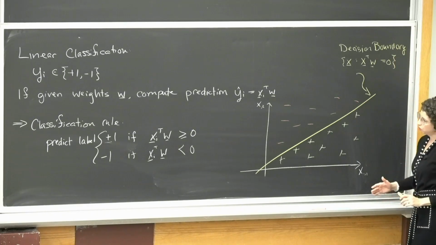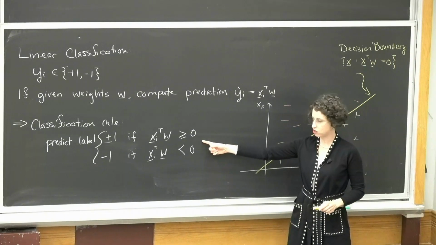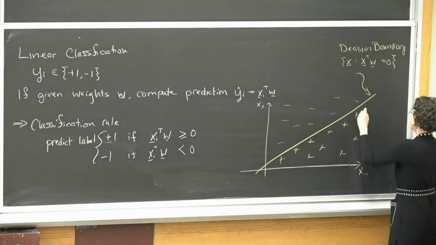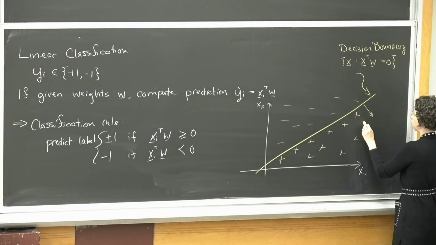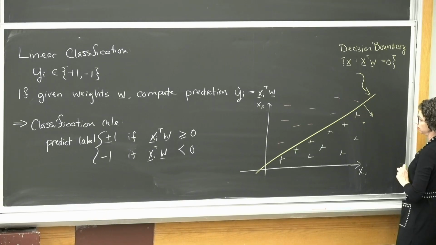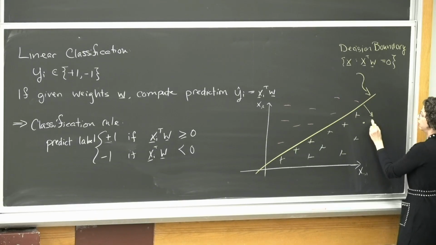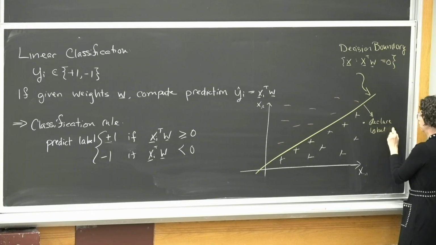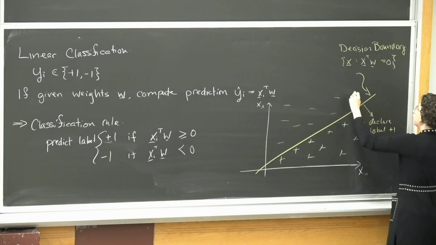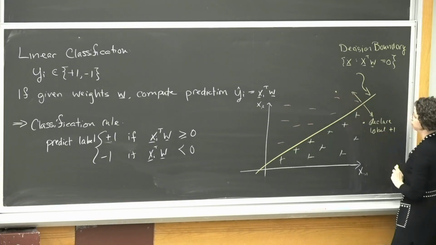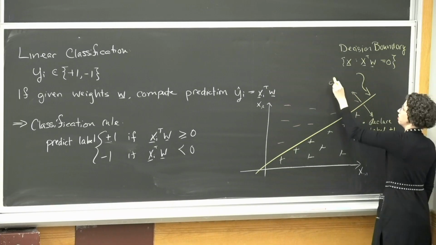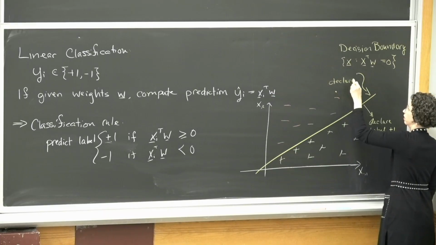Because what we're going to do with this classification rule that I outlined is whenever we have a point x on this side of the decision boundary, then we are going to declare label +1. And whenever we have a point on this side of the decision boundary, we are going to declare label -1.